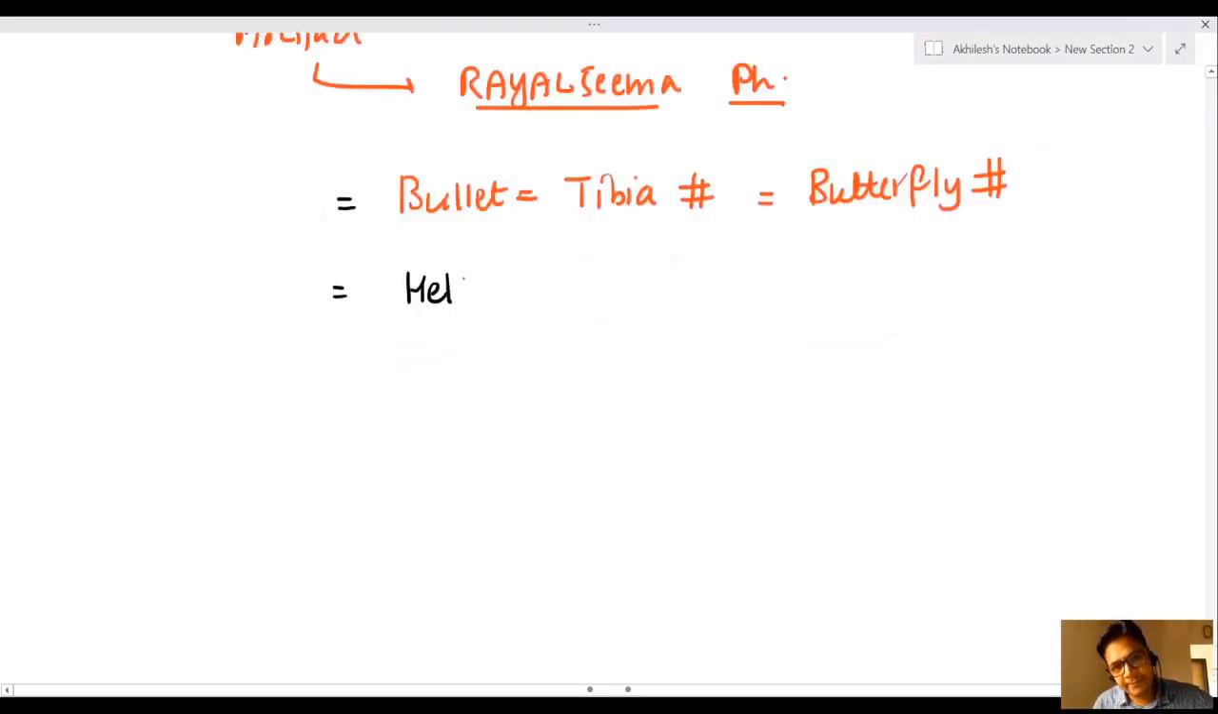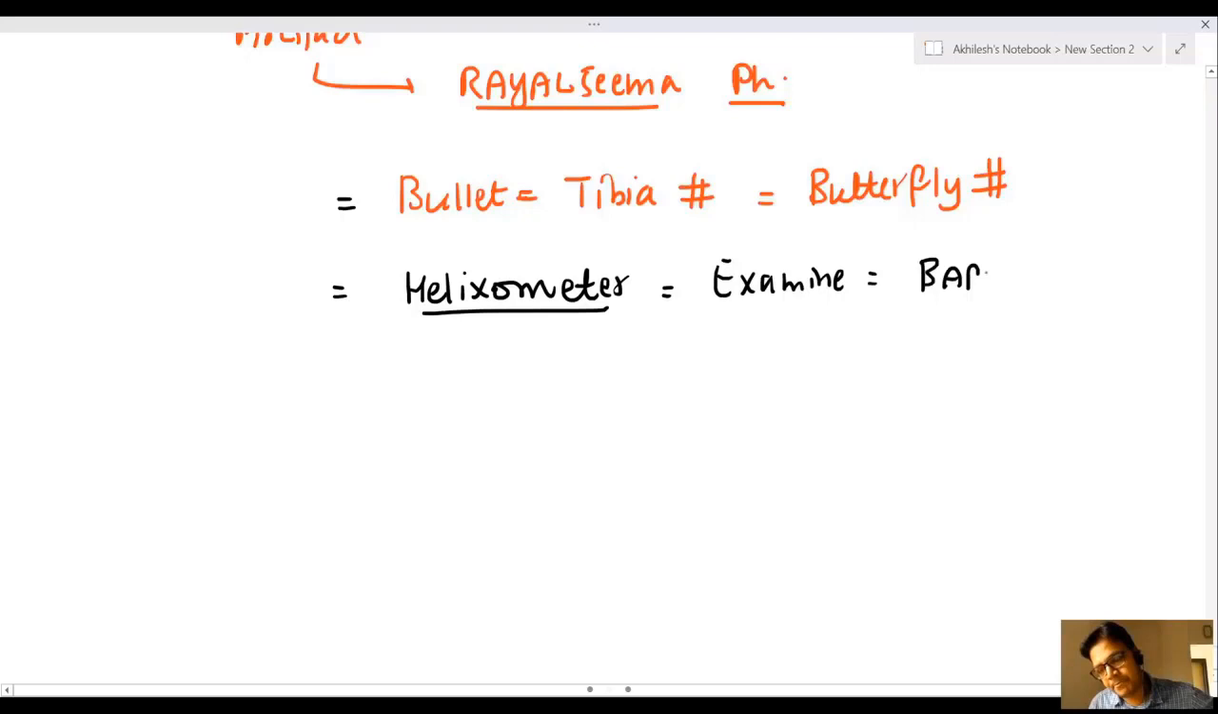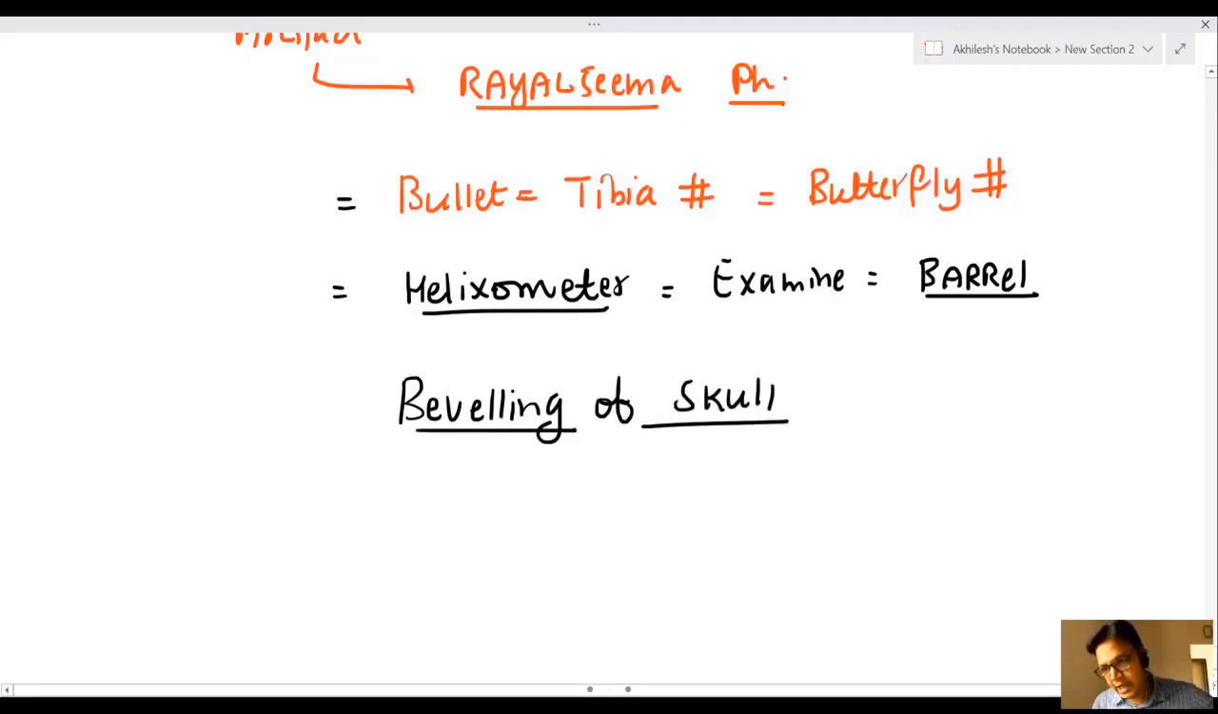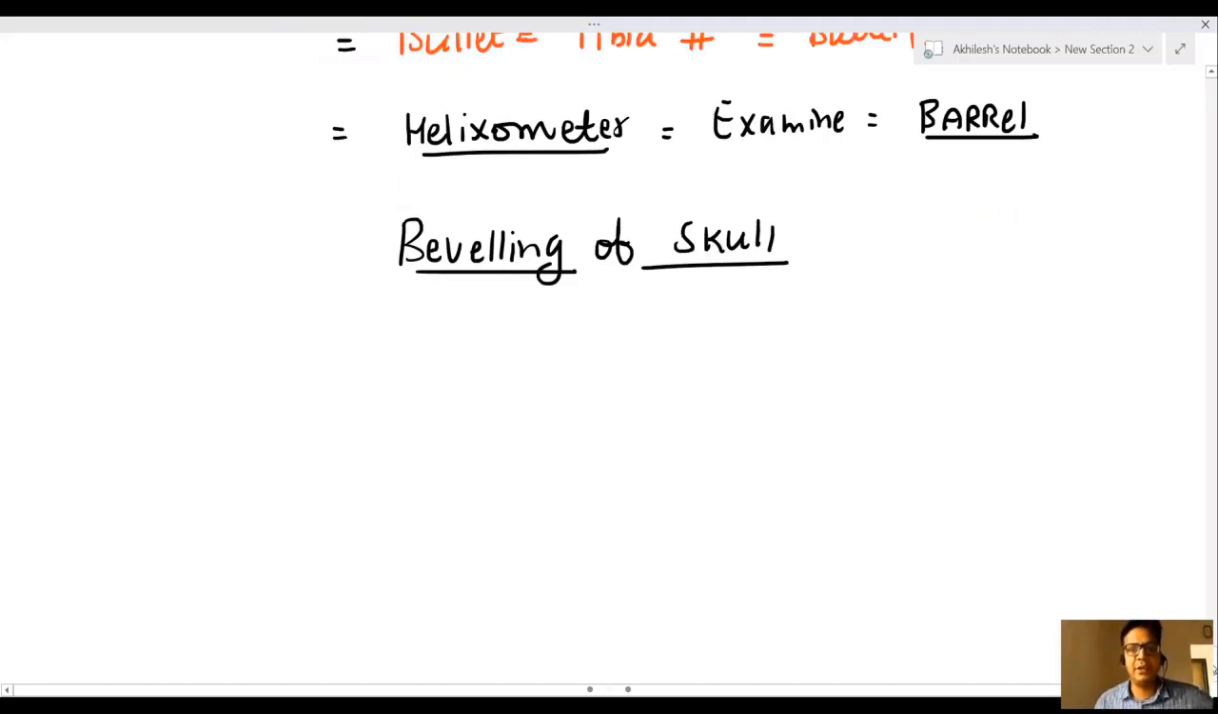There is an instrument which is known as helixometer. Helixometer is used to examine the barrel of the weapon. Now, sir, the last word of firearm injury is beveling of skull bone.